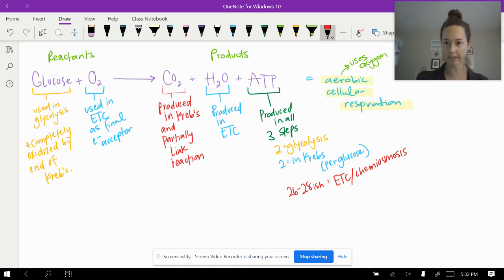And there you have it. So that is aerobic cellular respiration. 3 steps to make a ton of ATP, keep you alive, break down your food.